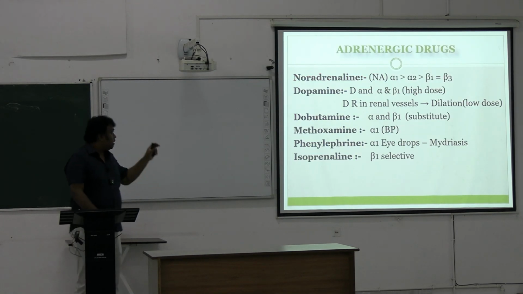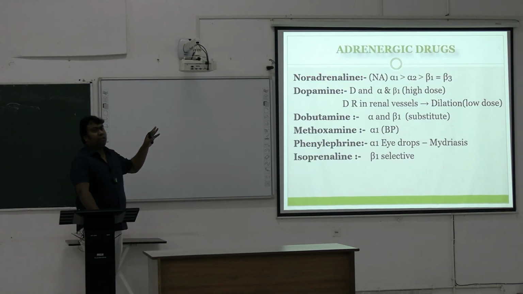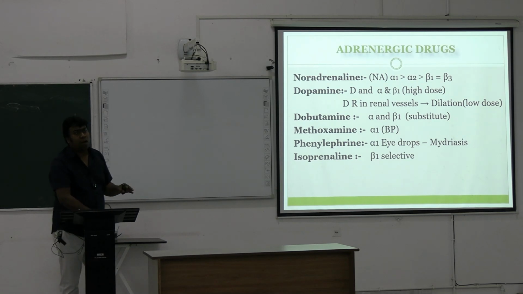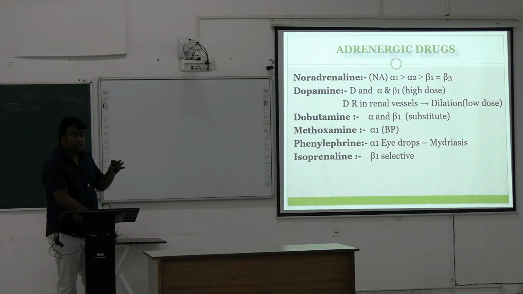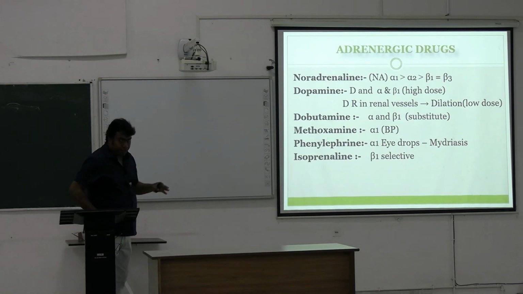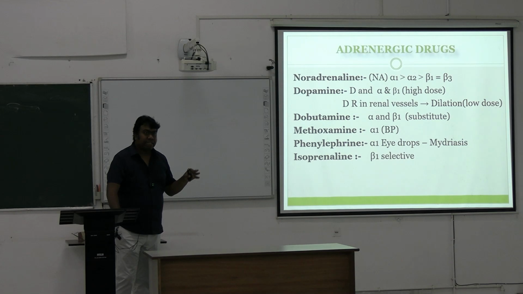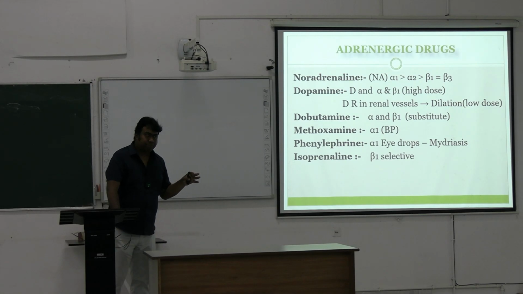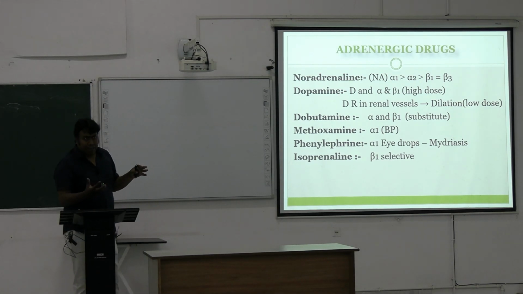Clear? In noradrenaline, the most important receptor is alpha 1, followed by alpha 2, then beta 1 and beta 3. There is no beta 2 action for noradrenaline. For dopamine, they stimulate the D receptor, the dopamine receptor, present in the renal vasculature.